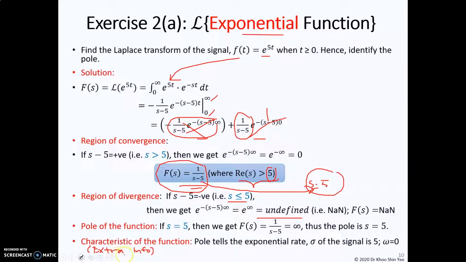This is some extra information. So from the pole s equal to 5, you can tell the characteristic of the function. So s is equal to sigma plus j omega. When you compare, the omega is 0 and your sigma is 5. So in this case, you get sigma equal to 5, omega equal to 0, which is true when you compare to the original signal f(t), where you get sigma is 5 here, where you don't have omega.